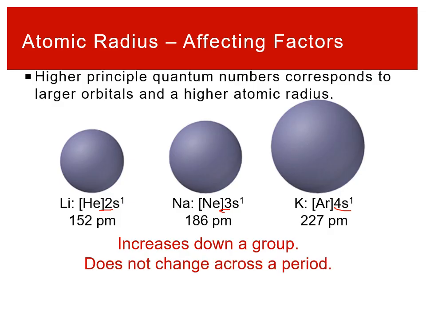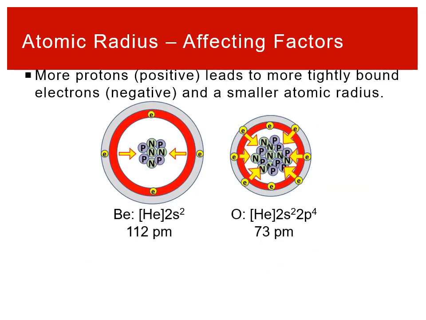One thing to note, this does not change across a period. So this is one factor that affects size. It doesn't change on a period. Next to lithium would be beryllium on the periodic table, and we can see that it's the same. They're both n equals 2. So there's got to be something else that affects our size within a period.